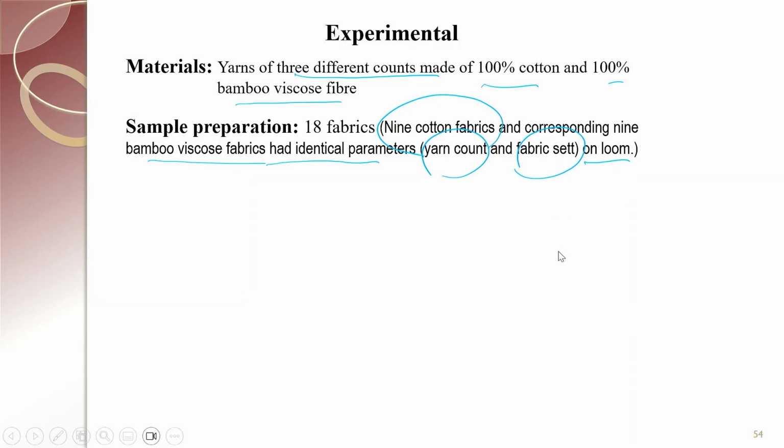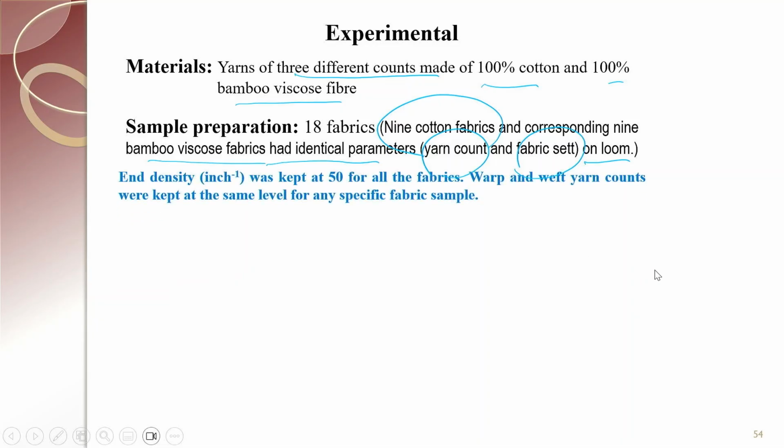So, the end density was kept 50. Ends per inch we have kept 50 for all the fabrics. And warp and weft yarn counts were kept at the same level for any specific sample.